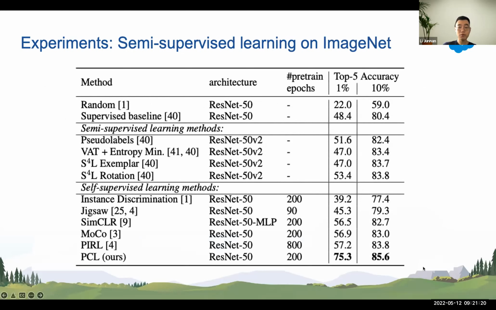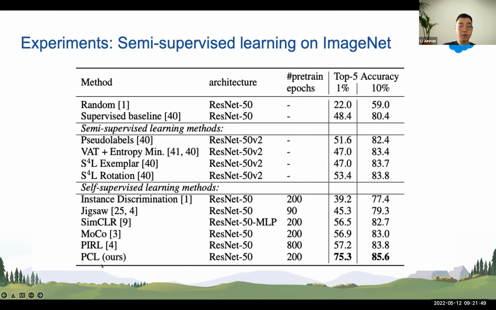And we also perform an experiment where we fine-tune the pre-trained model. So here we allow the pre-trained model to be fine-tuned on the downstream task using labeled data. And we experiment with both 1% of labeled data from ImageNet and 10% from ImageNet. And again, in this scenario, PCL obtains much better performance than some existing works.